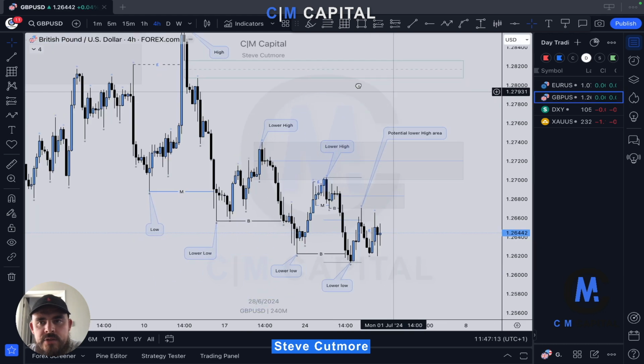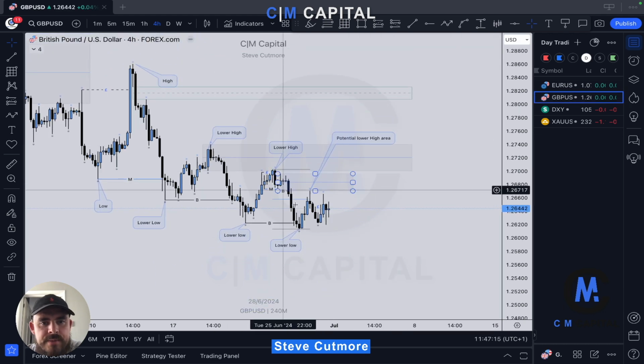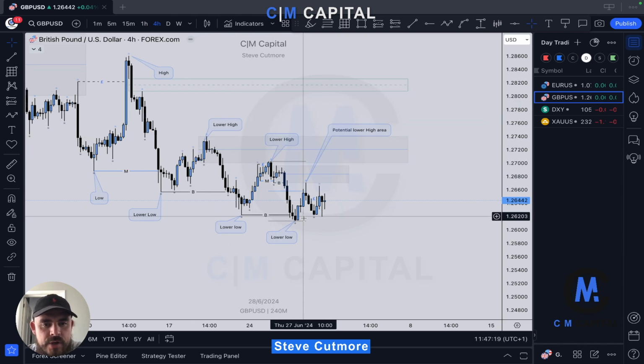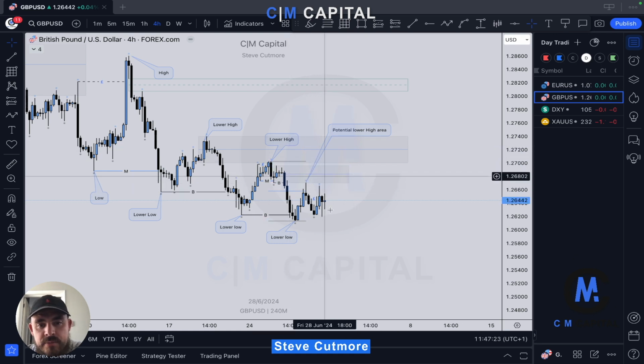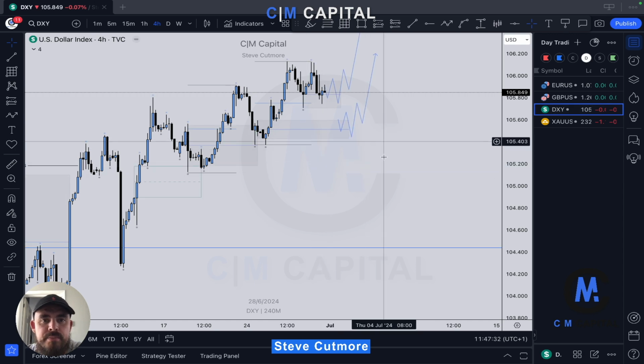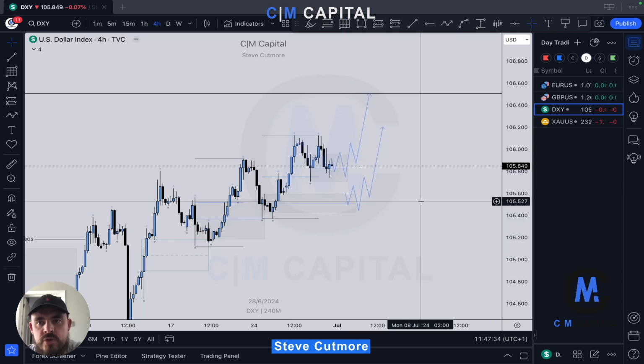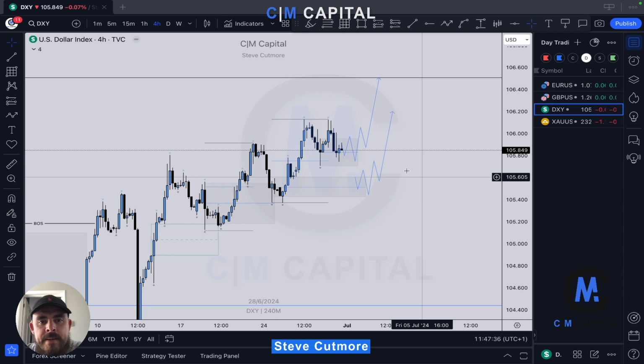Great British Pound, US dollar is the same kind of thing. The annotations are mad because I've been showing someone something, but potential lower high area here. So I'm looking for just the same thing as Euro. I'm looking for an overall push upside into these areas here and roll over to the downside. DXY is still looking bullish, which is good because that correlates with the Euro and Great British Pound pairs.